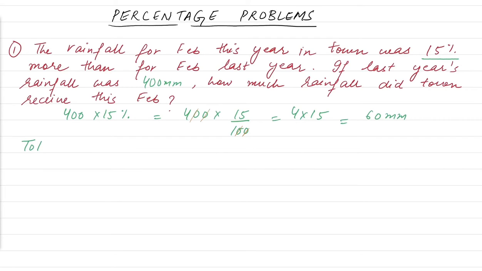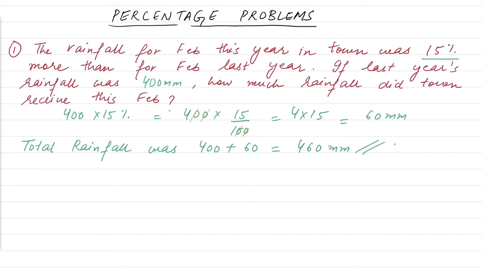That's very important. Now the total rainfall will be 400, which is the given, plus the one we have got. So 400 plus 60 gives us 460 mm. Okay, so in this way we can find the rainfall.